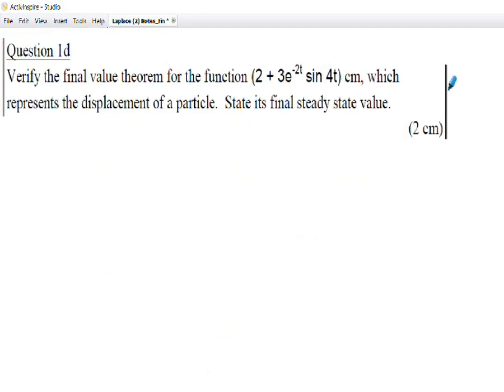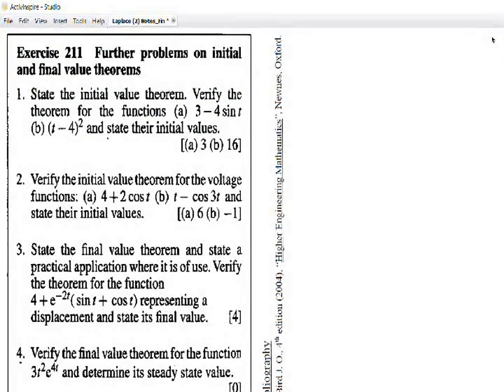A question to leave with you, it's very similar to the previous example. If you want to run through that, I would encourage you to do so, and also a few further problems that look at both the initial value and the final value theorems if you want to attempt them. The answers are in brackets.